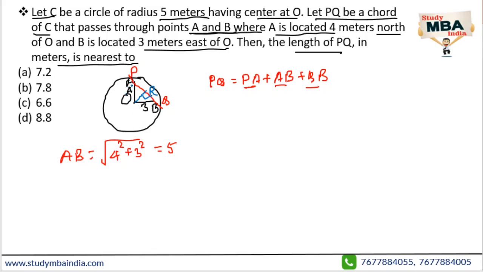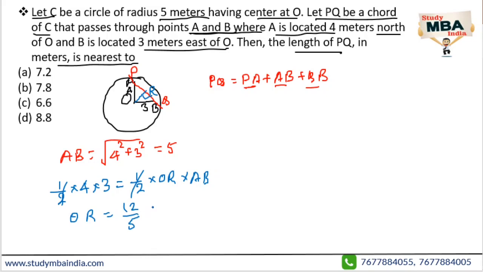As we know, this is a right angle triangle, so we can calculate the area. How can we calculate the area of triangle AOB? We can calculate in two ways. One is half into OA, which is 4, into OB, which is 3, and the other way is half into the perpendicular OR, with the base being AB. Here we know that AB is 5. So we can say that OR will be 4 threes are 12 upon 5.